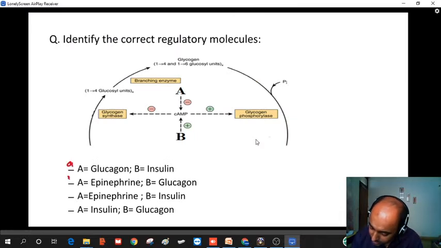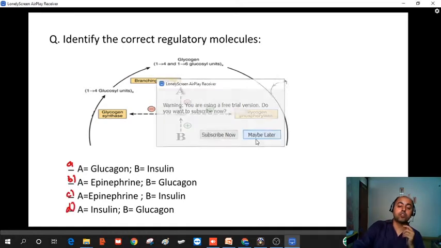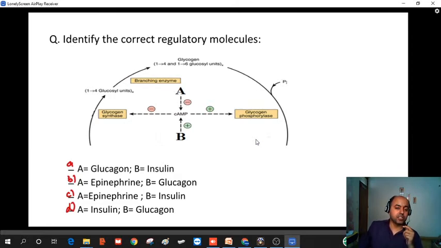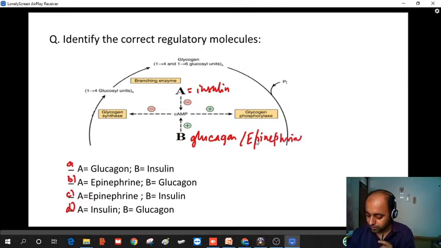Identify the correct regulatory molecule. I had shown you this diagram. It is a part of the glycogen metabolism where we had said the different hormones are acting on the cyclic AMP, and thereby they are regulating the glycogen metabolism synthesis as well as breakdown. So here, A is insulin and B is glucagon / epinephrine. Correct answer is D.